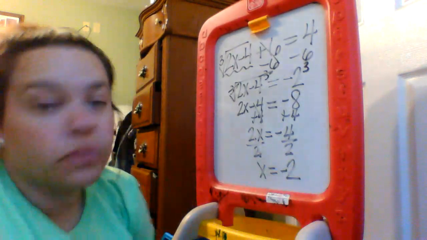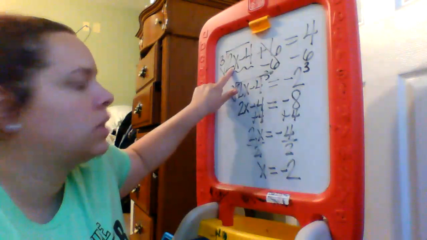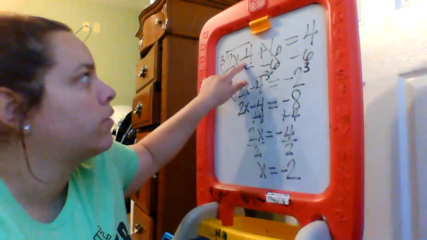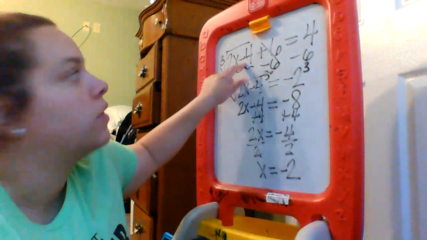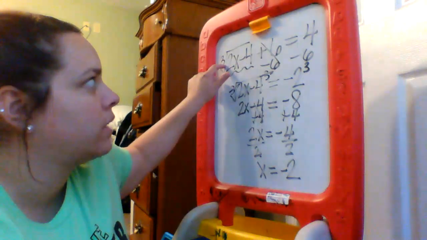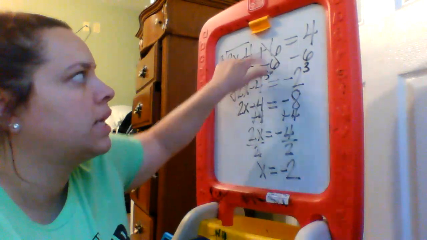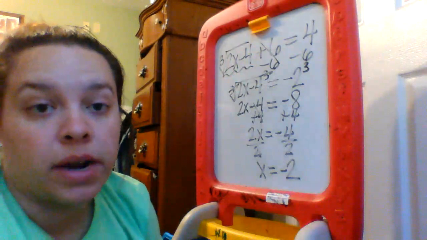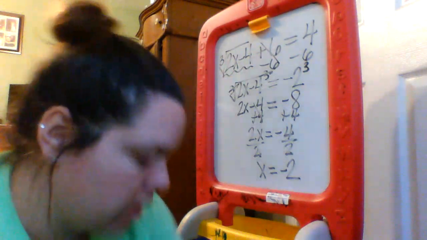Please check them. So 2 times negative 2 is negative 4. Negative 4 minus 4 is negative 8. The cube root of negative 8 is negative 2. And negative 2 plus 6, that is 4. So it is the right answer. All right, let's look at another one.